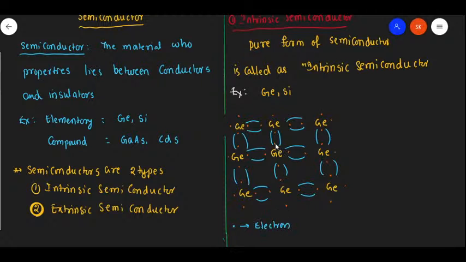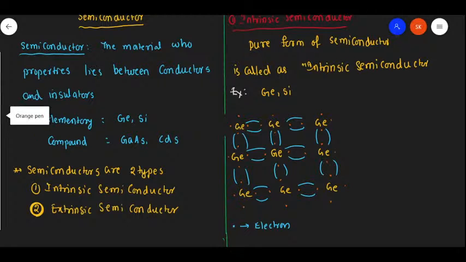Four valency electrons form the four covalent bonds with the neighboring germanium atoms. This is one, two, three, four. Four covalent bonds form like this, and here all the germaniums are in bond. But covalent bonds are weak bonds, and even at room temperature, some of the covalent bonds will break. When one covalent bond breaks, what happens?